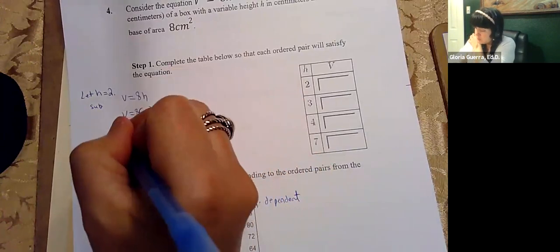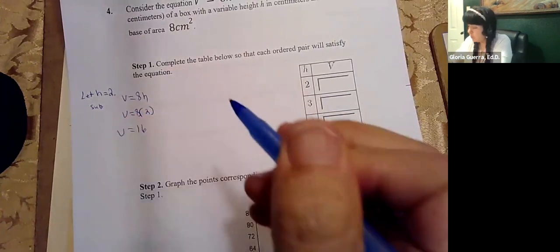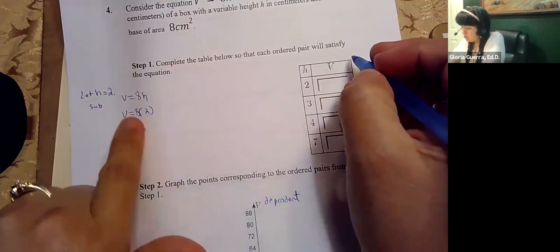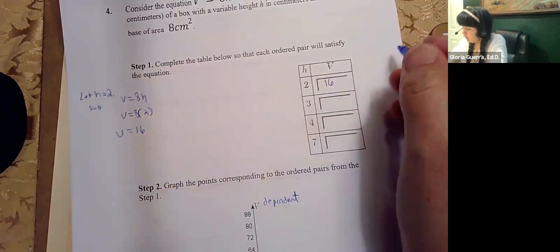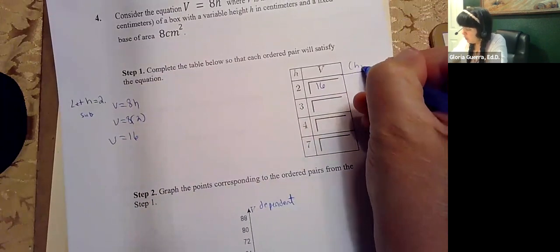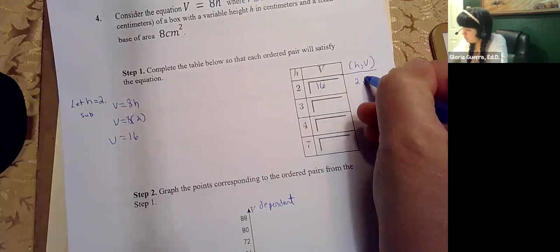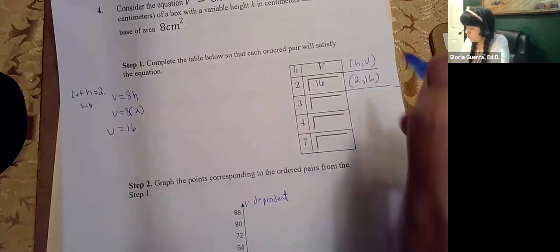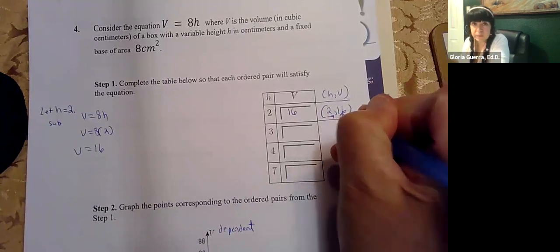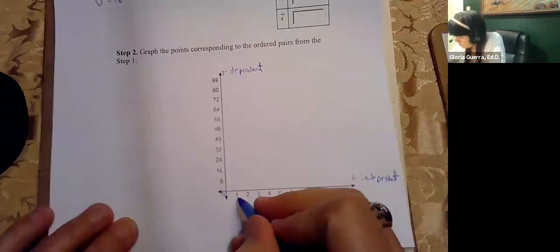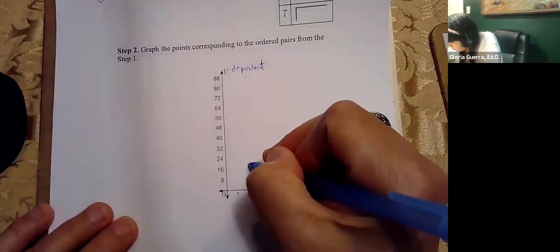And 8 times 2 is 16. So when h is 2 and you plug it into the equation, you get 16. So we have the ordered pair (h, b) of (2, 16). So when you plot that, you go to the right 2 and then straight up to 16.